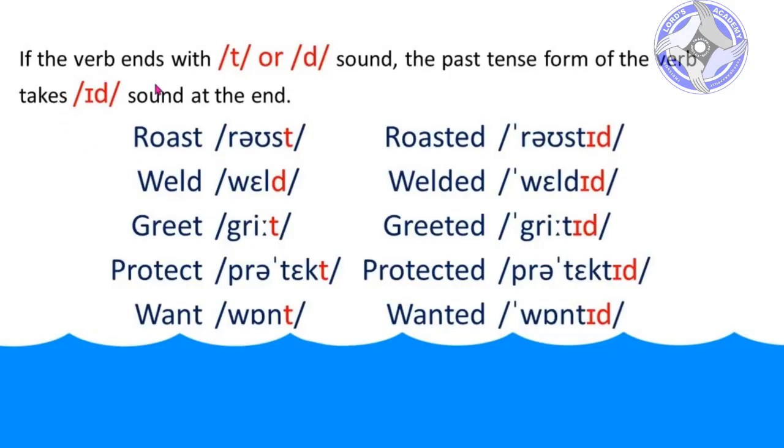If the verb ends with t or d sound, the past tense form of the verb takes id sound at the end. Roast, roasted. Weld, welded. Greet, greeted. Protect, protected. Want, wanted.